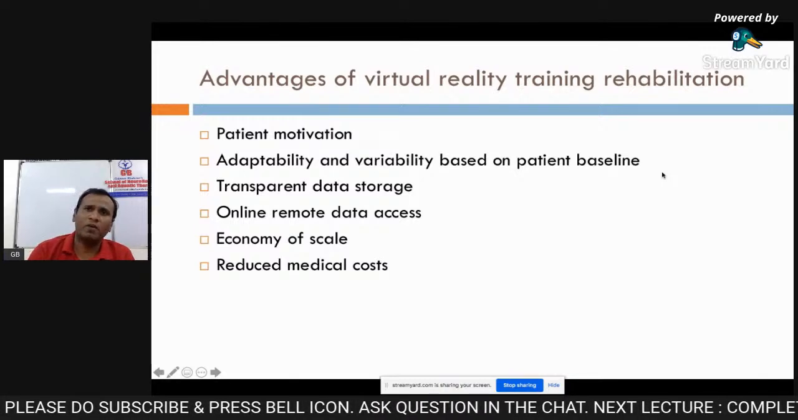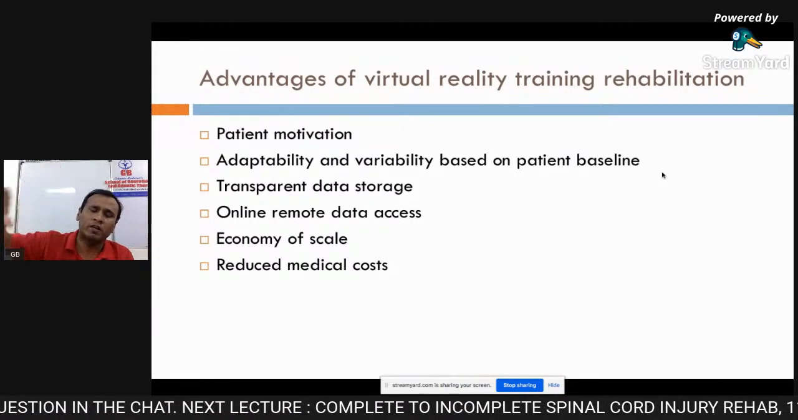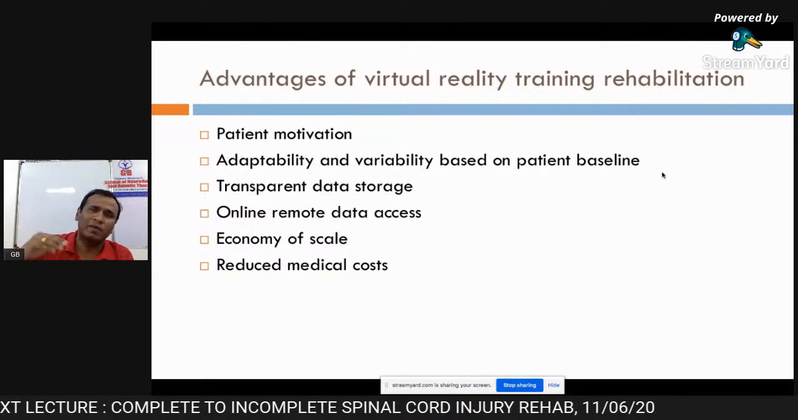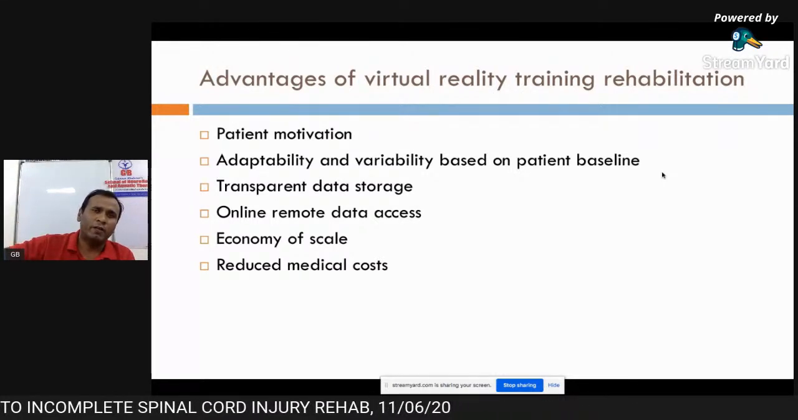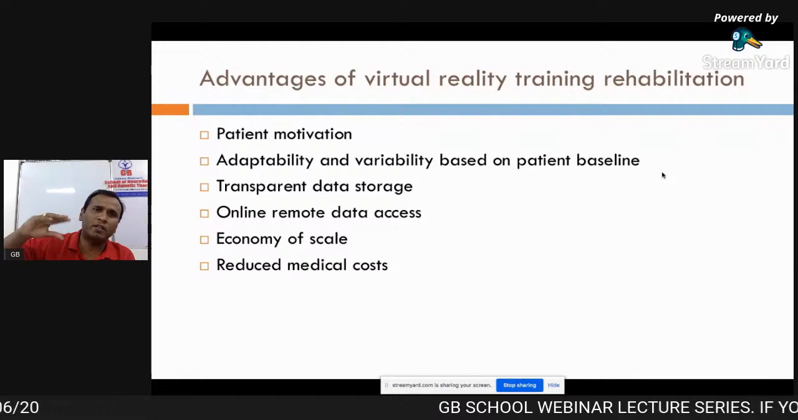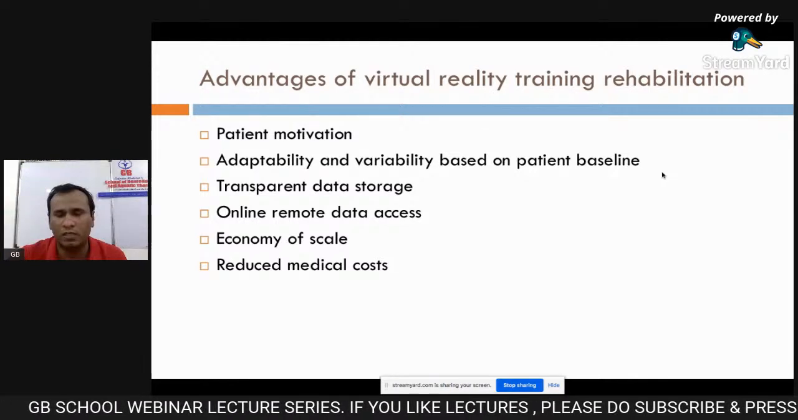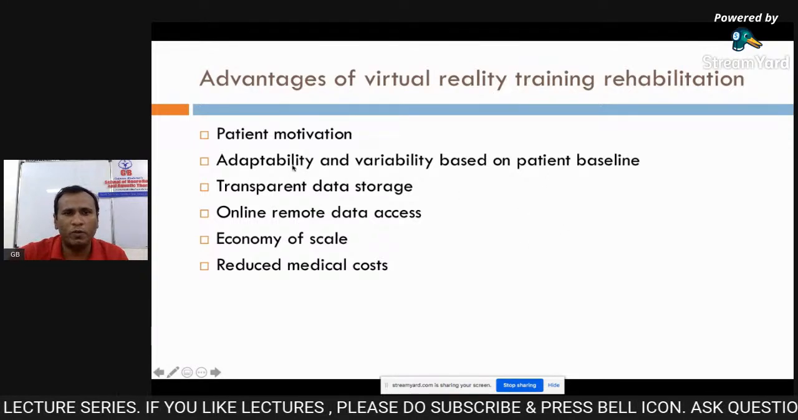Like somebody who has poor control or not good balance, then you can reduce the computer level to the basic level or beginner level, and then if they start doing better, then you can set the level at the medium level. Then you can set the level at the higher level of competency. So this has very good adaptability and variability.